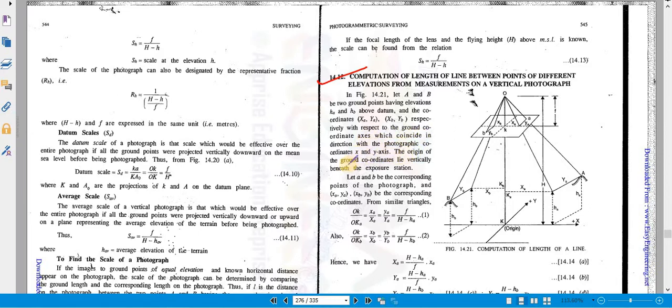The origin of the ground coordinates lies vertically beneath the exposure station. You can see that the same thing has been plotted on the ground surface also. This is point B with coordinates XB and YB, and this is point A with coordinates XA and YA, and the exposure station of the camera is somewhere here. Let small a and small b be the corresponding points on the photograph, with small xa, ya and small xb, yb as the corresponding coordinates. From the similarity of triangles, we will try to apply similarity between these triangles. So you can see that.